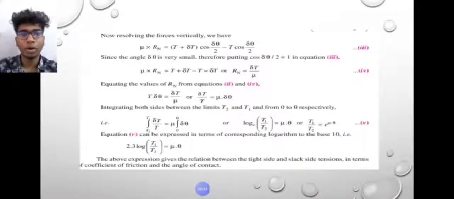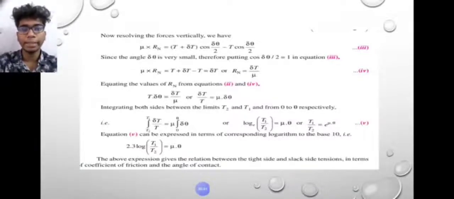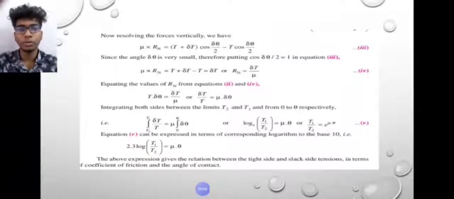Now resolving all the forces tangentially, we have mu into Rn is equal to T plus delta T into cos delta theta by 2 minus T into cos delta theta by 2. Let us consider this as equation 3. Since the angle delta theta is very small, therefore putting cos delta theta by 2 equal to 1 in the above equation, mu into Rn becomes T plus delta T minus T, which is equal to delta T, or it may be written as Rn is equal to delta T by mu.